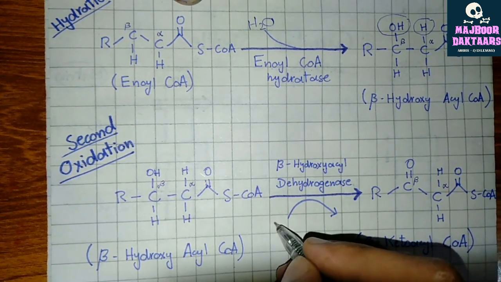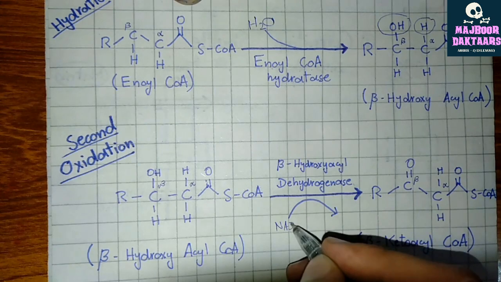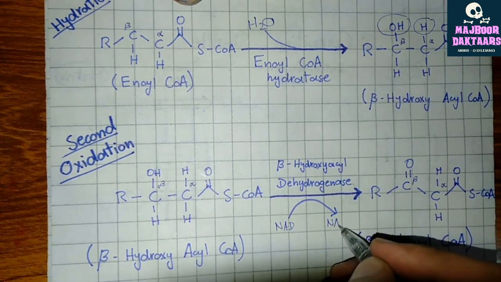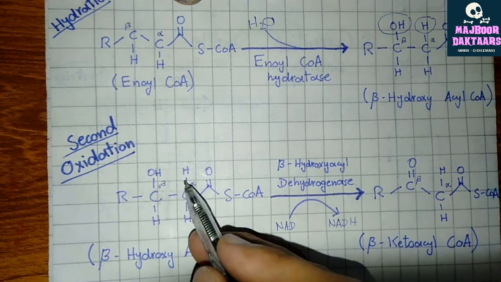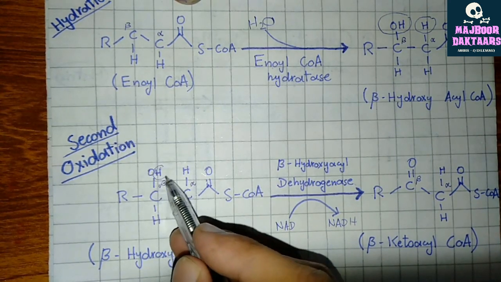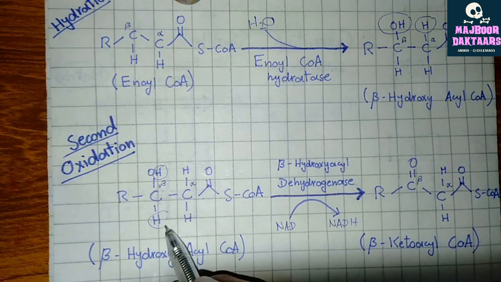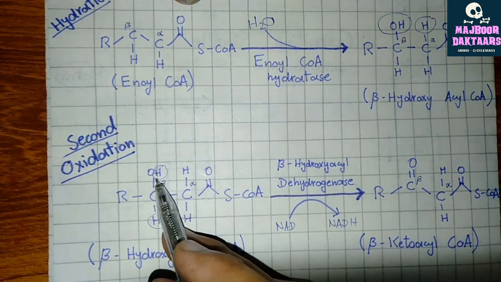This process yields NADH2, which is an energy rich molecule. What happens in this process? The hydrogen is removed from the beta carbon atom, leaving the oxygen there.